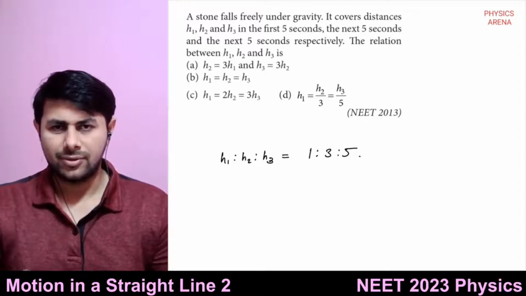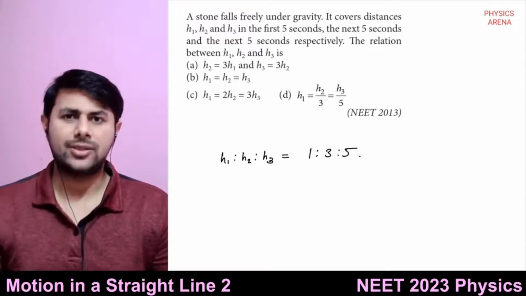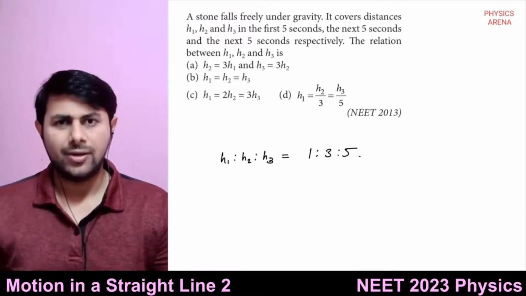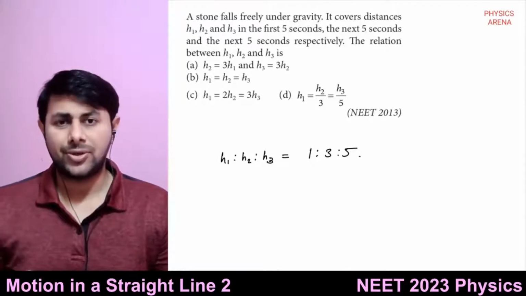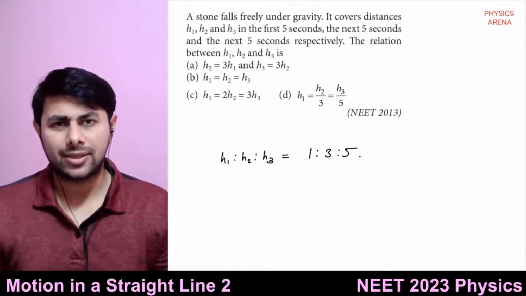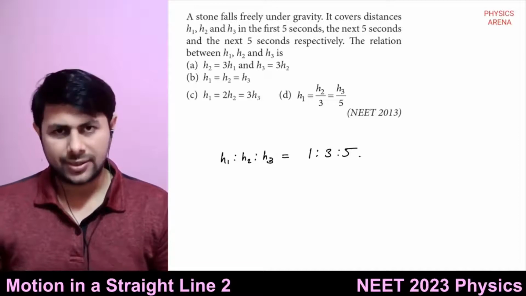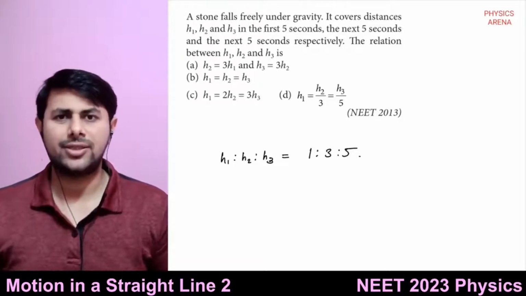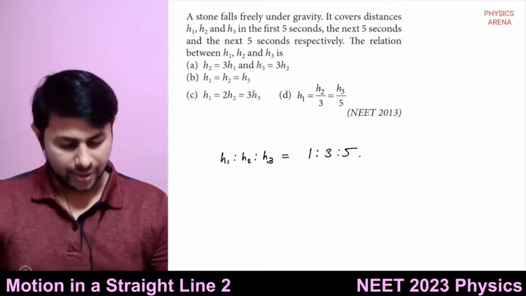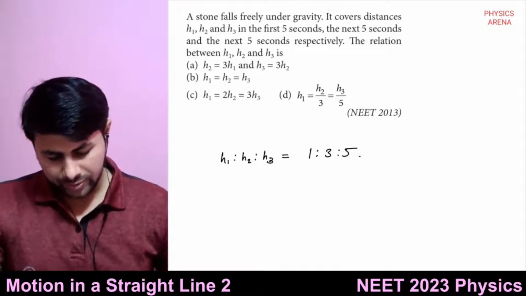Yes, sir. Using Galileo's law of odd numbers: distances covered by a body in equal intervals of time, which is performing uniformly accelerated motion, are in the ratio of 1:3:5:7 and so on. Okay. But now what are we asked?